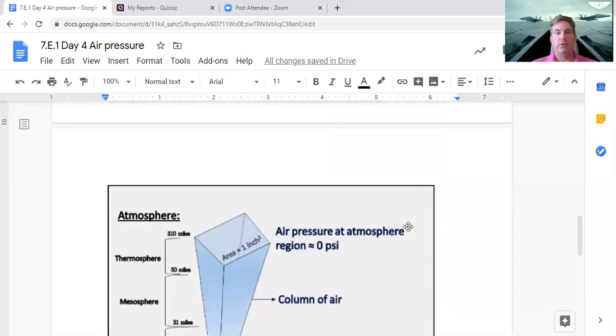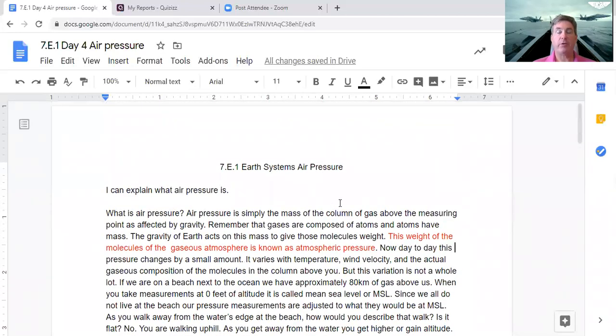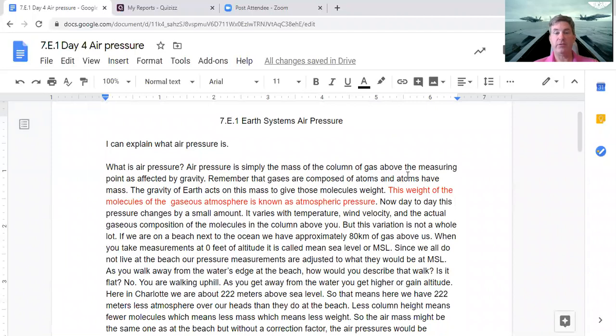So, a basic lesson on air pressure, just what it effectively is. Air pressure is the weight of the molecules of the gaseous atmosphere that is above you at that point. So if you're higher in altitude, your air pressure will be lower. For those of you that follow football, think of Denver, Mile High Stadium. Mile High, 5,000 some odd feet. It's tough to go up there and play a sport because a mile is 2.2 kilometers.